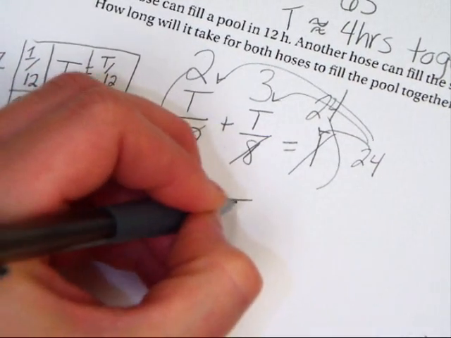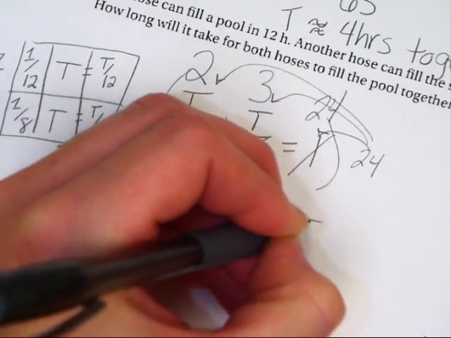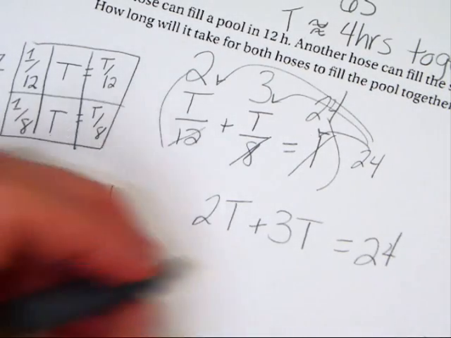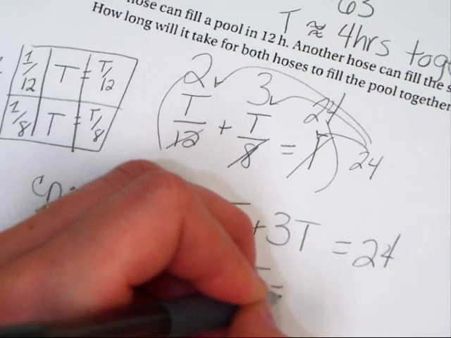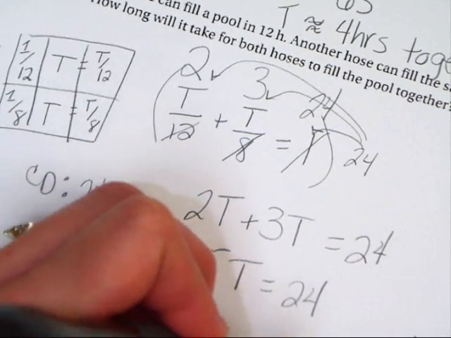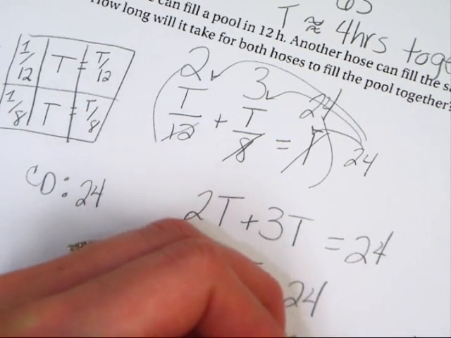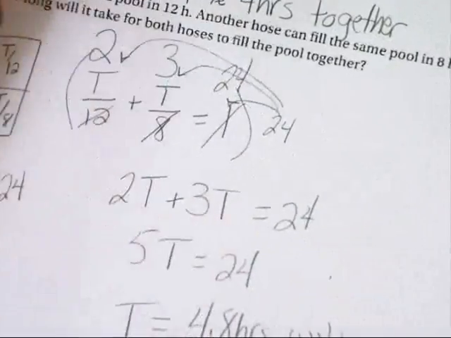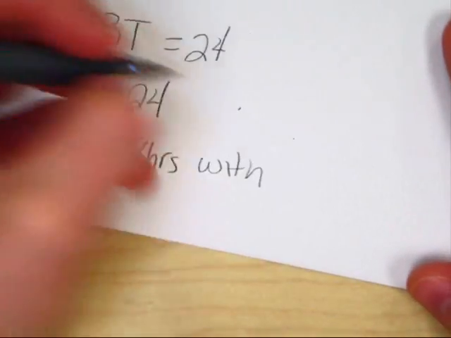So I get 2t plus 3t equals 24. That's 5t equals 24. Divide it out. Your time together is 4.8 hours with both turned on.